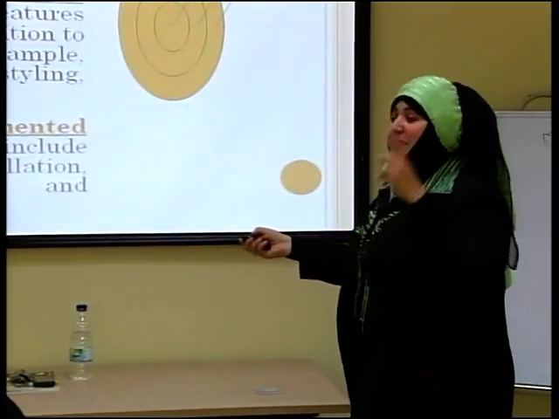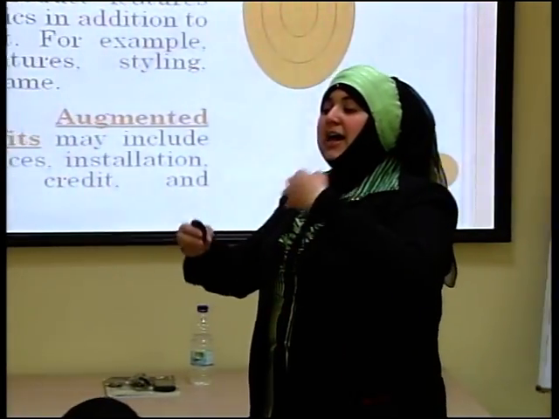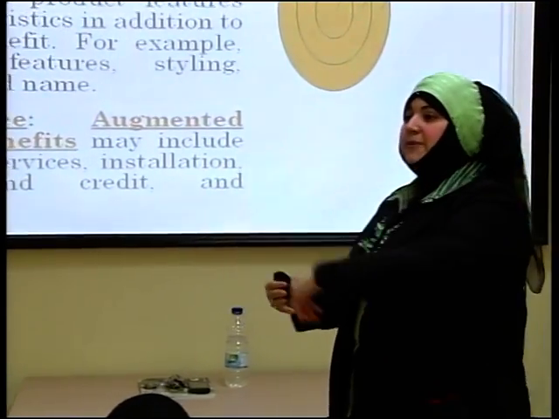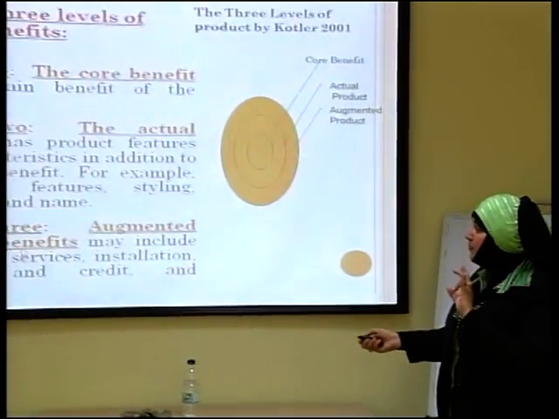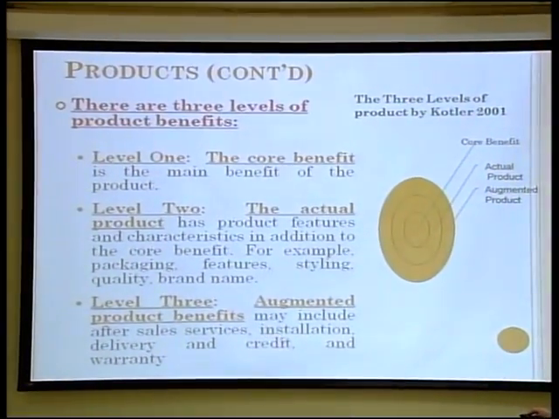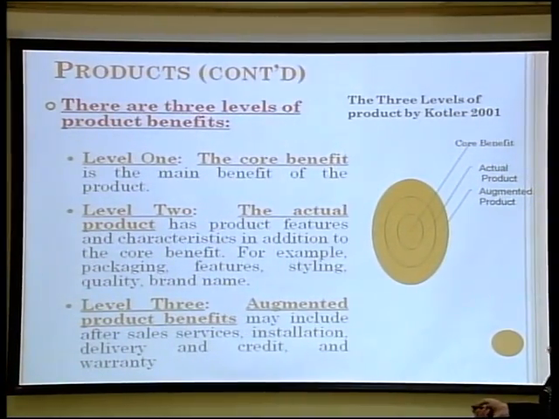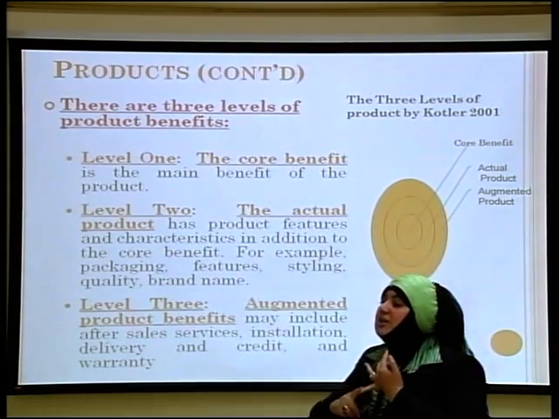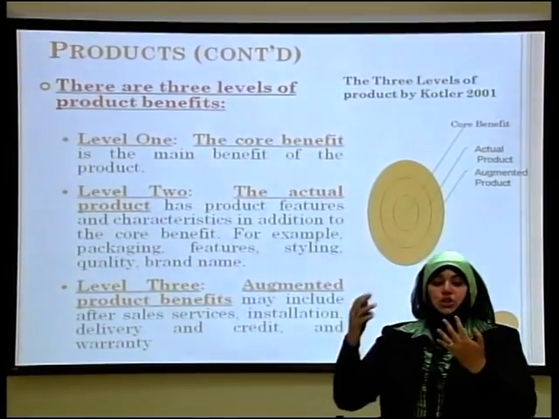Okay. All right. What about the third level? As a marketeer, you need to consider the third level as well, because it adds more and more to your product. It differentiates your product better than competitors' similar products. Level 3 is the augmented product benefits. It may include after-sale services, installation, delivery and credit, and warranty. Okay, as a business, do you offer after-sale services or not? Do you offer warranty?